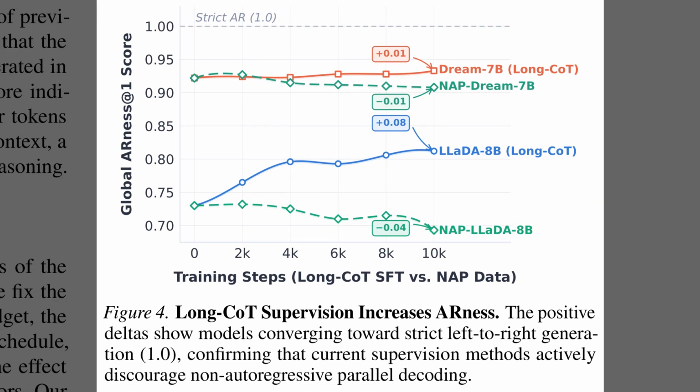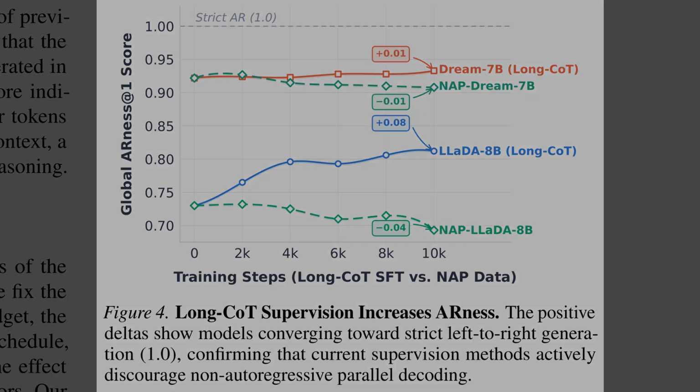Okay, while the previous figure analyzed the data itself, Figure 4 reveals how this affects the model during fine-tuning. The chart tracks global ARness scores over 10,000 training steps. Look at the solid blue line for LLADA8B. It climbs steadily by 0.08, showing that standard supervision forces the model toward strict left-to-right generation. In contrast, the dashed green line at the bottom shows the NAP method, which actually lowers the score, successfully preserving the model's ability to decode in parallel.